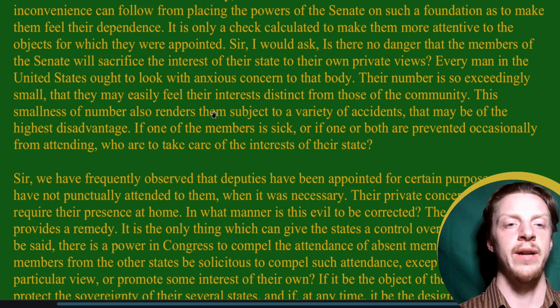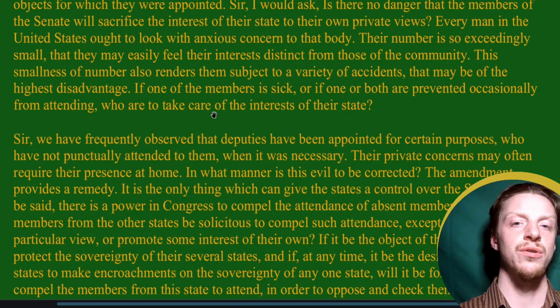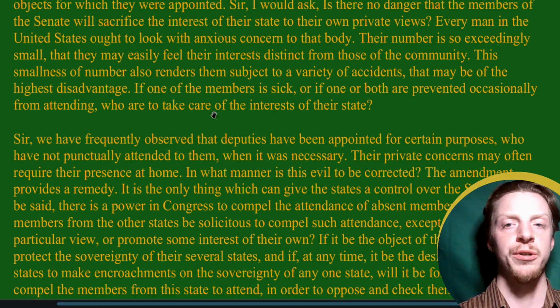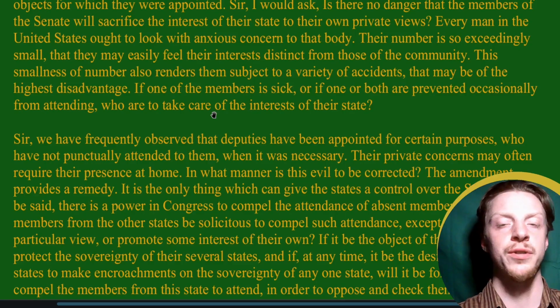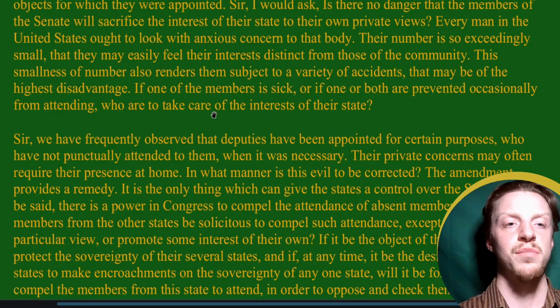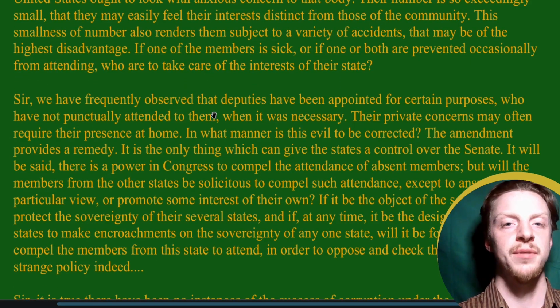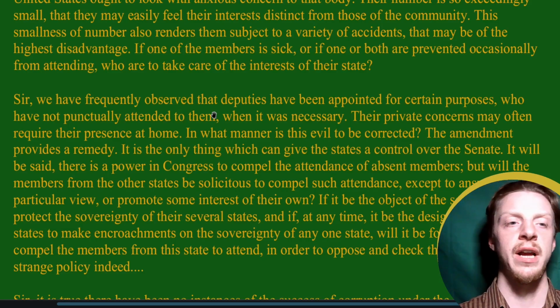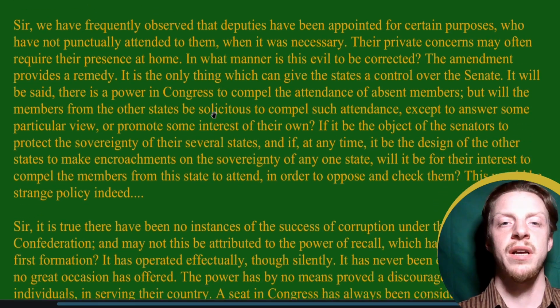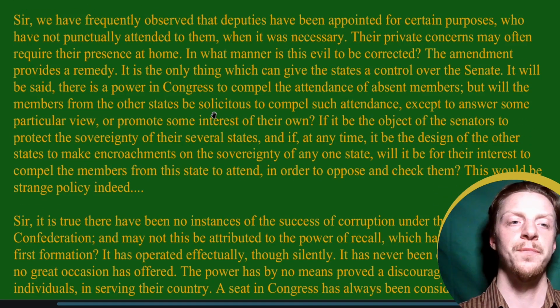Every man in the United States ought to look with anxious concern to that body. Their number is so exceedingly small that they may easily feel their interests distinct from those of the community. This smallness of number also renders them subject to a variety of accidents that may be of the highest disadvantage. If one of the members is sick, or if one or both are prevented occasionally from attending, who are to take care of the interests of their state?